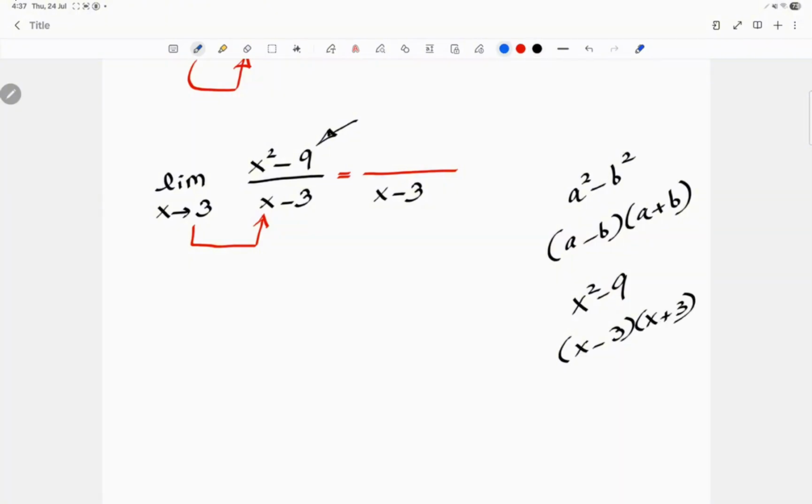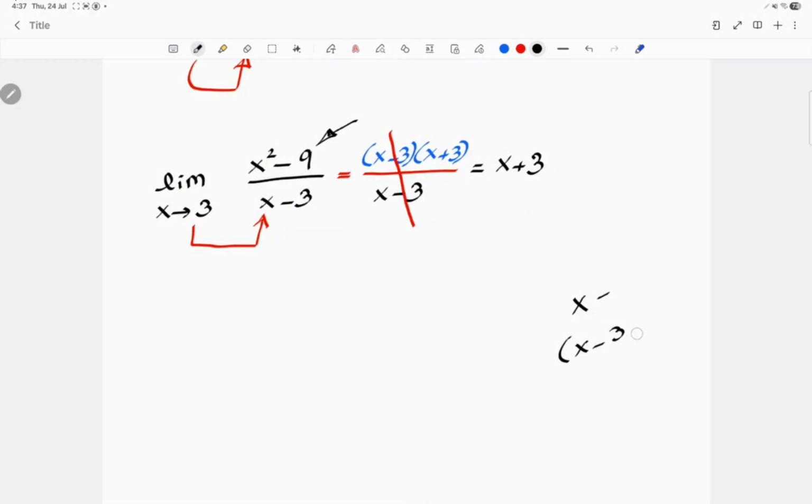So now I'm going to replace x squared minus 9 by x minus 3 times x plus 3. So now these will cancel. You will get x plus 3. And now replace the 3. So let's just erase that one. So now you will just say you have limit of x approaching 3 for the remainder. And now replace the x with a 3 and you get 6.